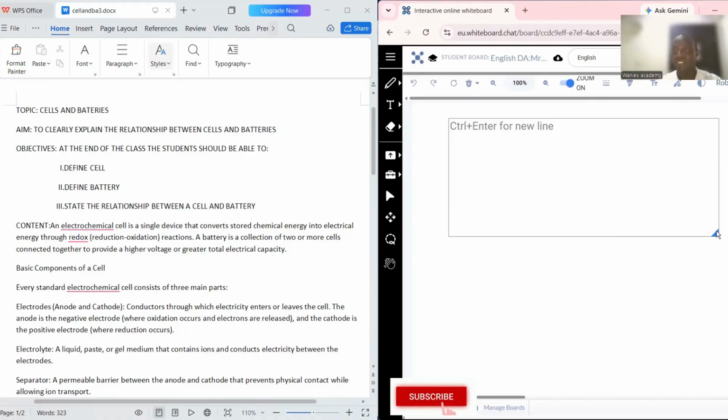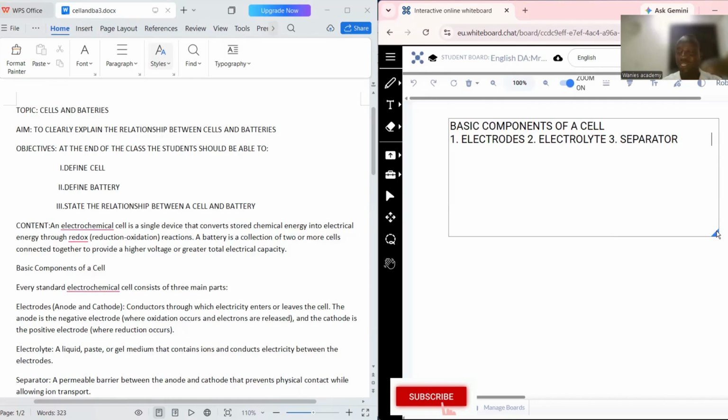Typically, every given electrochemical cell has 3 basic or fundamental components. These are: 1. the electrodes, 2. the electrolyte, which is another component of an electrochemical cell, and 3. the separator. So these are the 3 basic components of a given electrochemical cell.